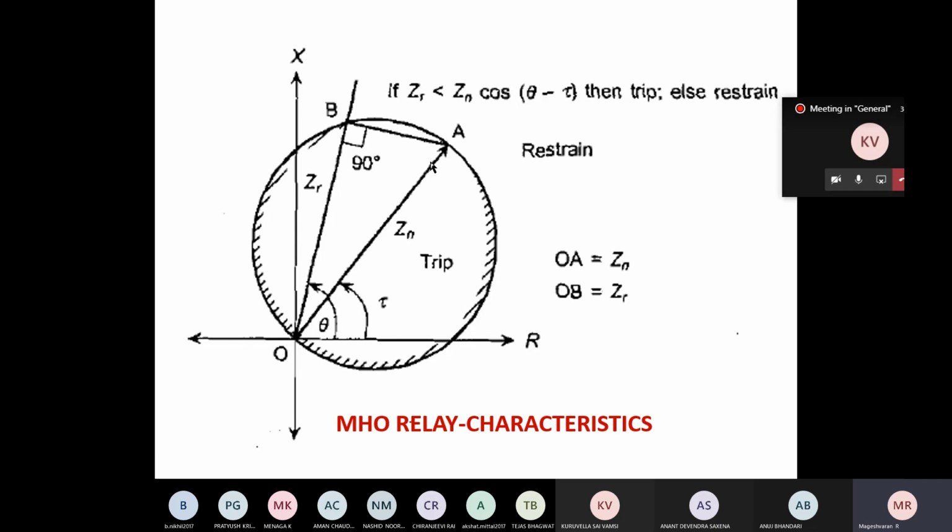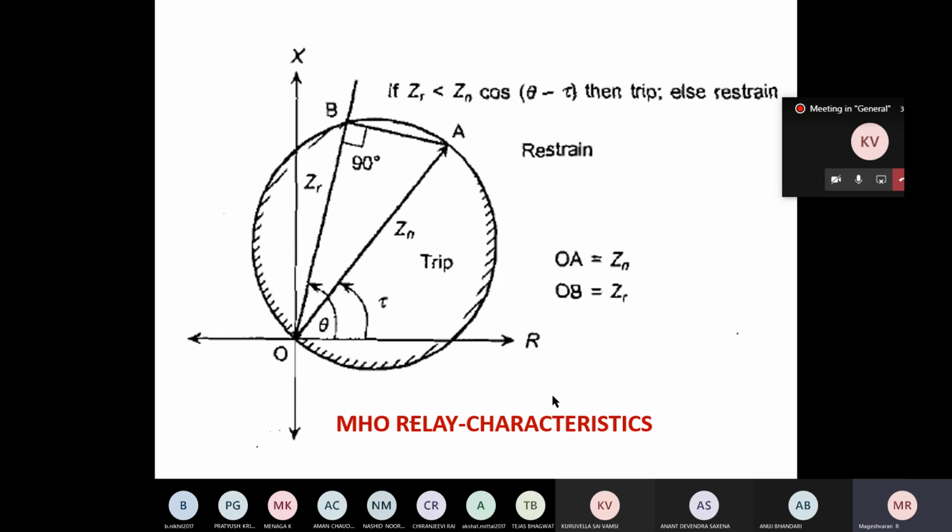If you consider this as forward fault characteristics, this will be the reverse fault characteristics. Now that reverse fault characteristics is falling on which region? It is the restrained region. So the relay is not going to operate. With this diagram itself, we can discuss other qualities also.